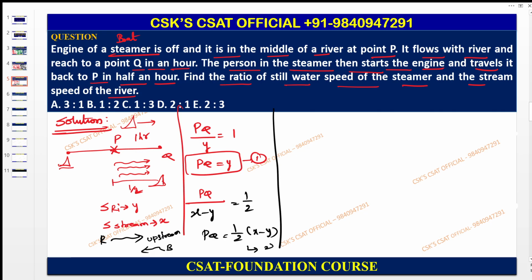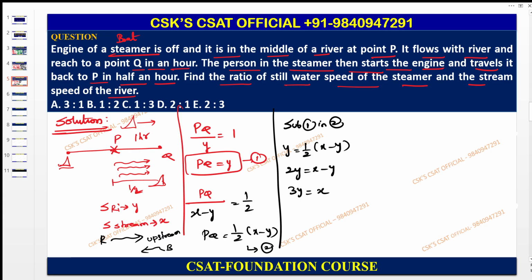So keep this as equation number 2. Substitute that 1 into it. So PQ is nothing but y here. So y is equal to half into x minus y, cross multiply. 2y is equal to x minus y. Then 3y is equal to x.